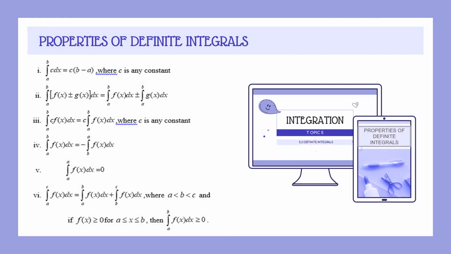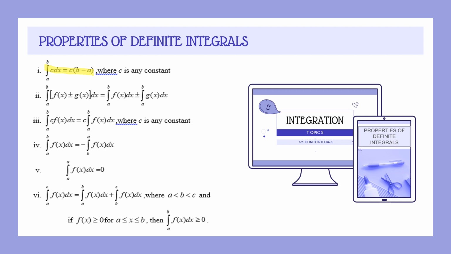Properties of definite integrals. There are 6 properties of definite integrals that we need to understand and remember. The first one: integrate from a to b of c dx, where c is a constant. We get c times b minus a. Since c is a constant, integrating c dx gives cx. Then we substitute the upper limit minus the lower limit, and we get c times b minus a. This is the first one.